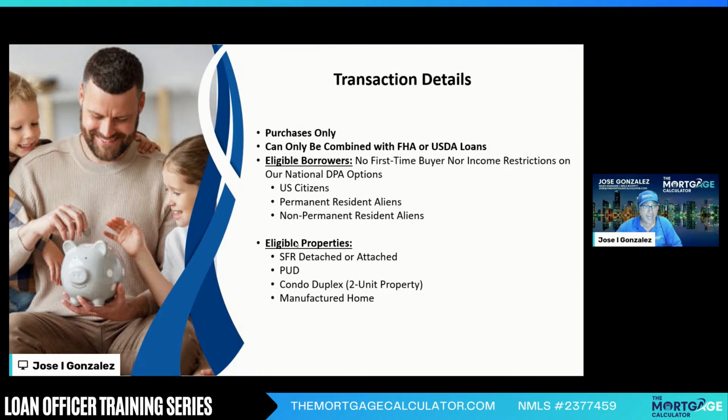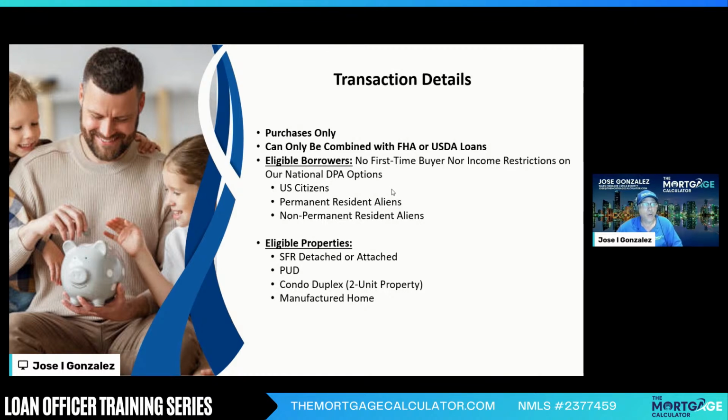Eligible borrowers: first and foremost, again, I repeat, no first-time buyer nor income restrictions on our national DPA option. It doesn't matter how much money you make, and it doesn't matter if you're buying your third, fourth, or fifth home. Obviously, it's for primary homes only. Keep in mind, in general, a first-time home buyer is somebody who hasn't owned property in the last 3 years. But there's no first-time home buyer nor income restriction on this one.